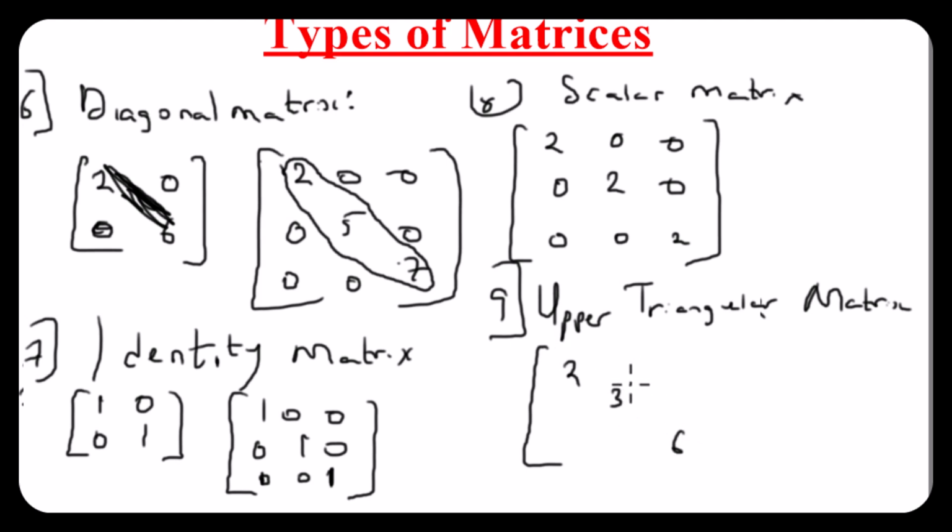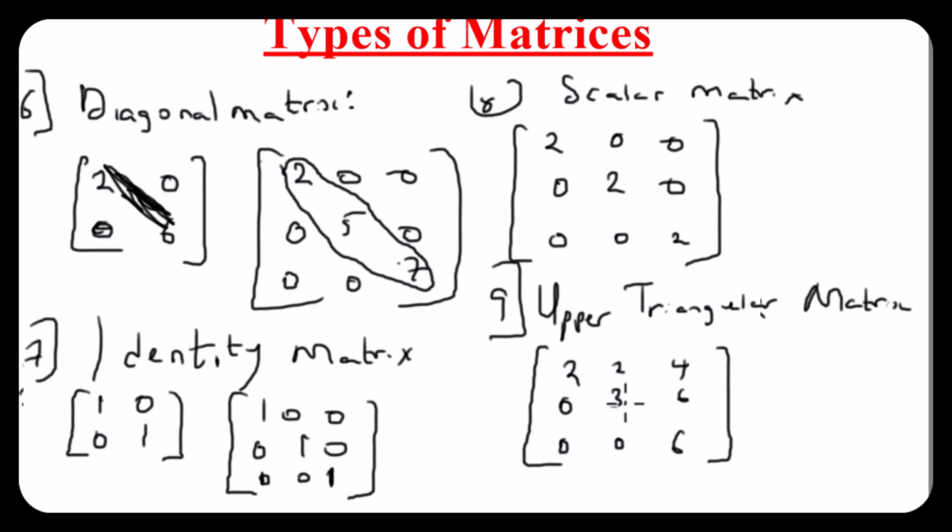So all the elements above the main diagonal are non-zero elements. So non-zero should be 2, okay, 4 should be 6, okay, and all the elements below it are 0. So this is 0, 0. So this is our upper triangular matrix. You can see that the elements above the diagonal 2, 3, and 6 are non-zero, while the elements below the diagonal are 0 elements.